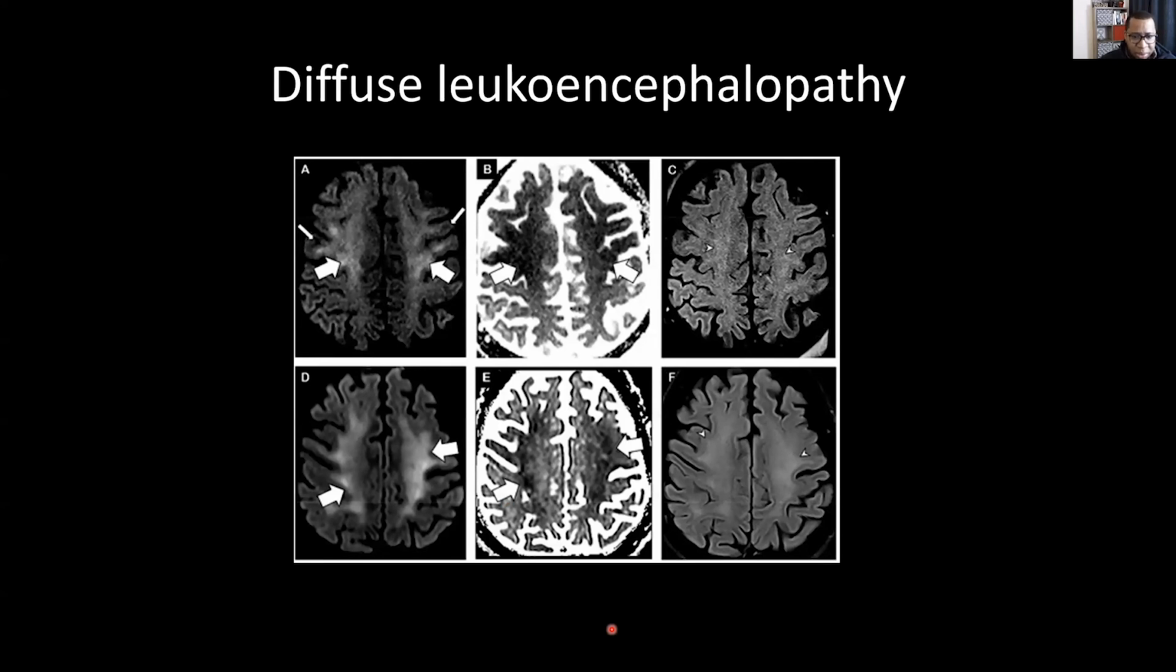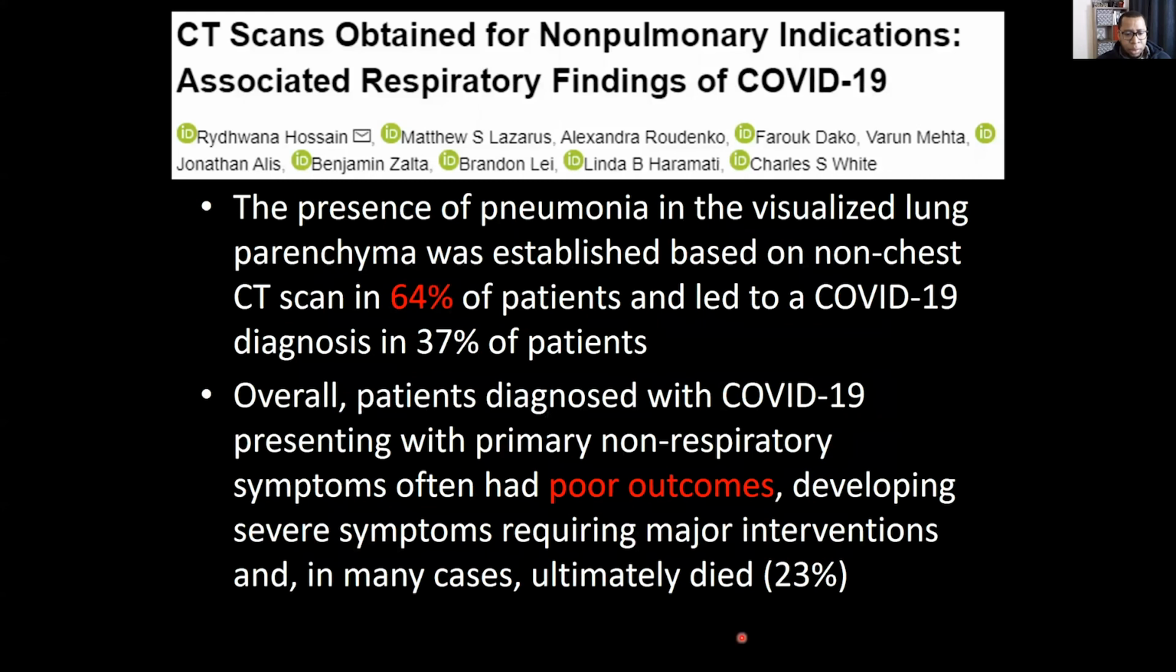Other findings that have been reported is diffuse leukoencephalopathy, right? So you have these areas of high intensity on T2 weighted images, right? FLAIR, that show you involvement of the white matter.